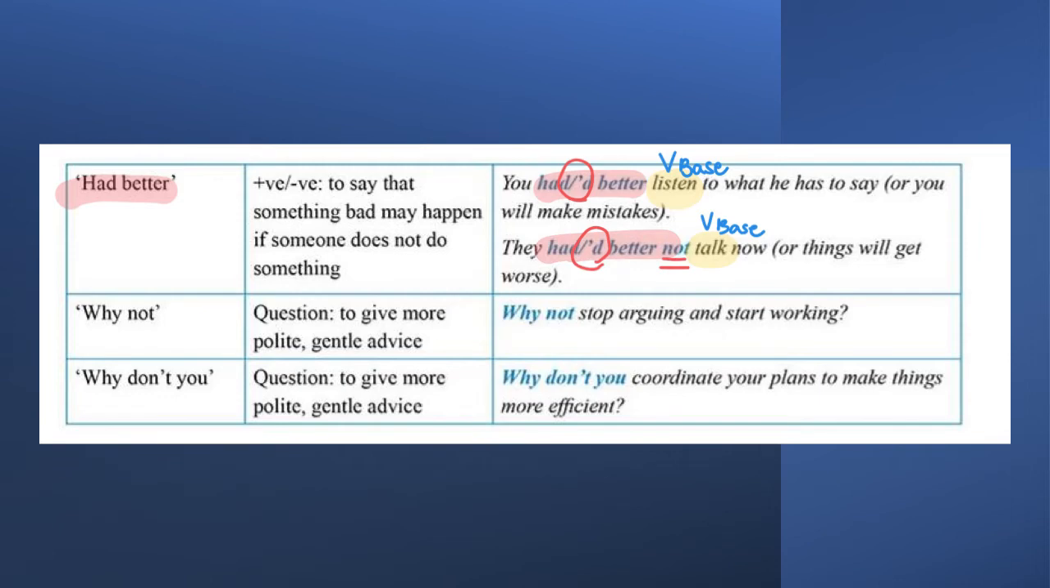When we want to give more polite or gentle advice, that means we don't want to force the others to do something, we can ask a question with these 2 phrases instead. We can use why not or why don't you? So let's take a look at the sample sentences. Why not stop arguing and start working? After why not, we use a verb in base form. While after why don't you, we also use a verb in base form.